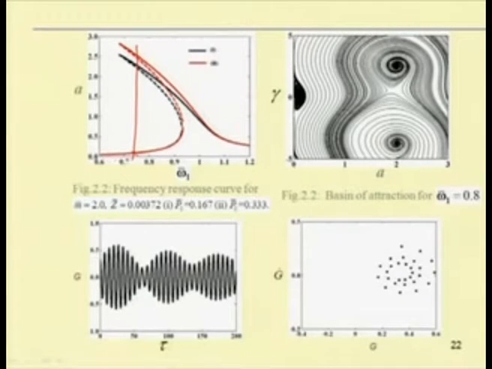one can plot the basin of attraction. Here the basin of attraction has been plotted by taking different initial conditions. These initial conditions one can take by making different grids, and by taking different initial conditions, one can plot the responses. Here one can clearly observe two stable responses and a saddle node here.